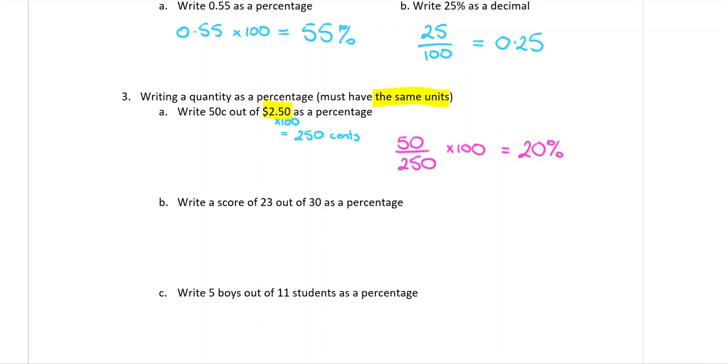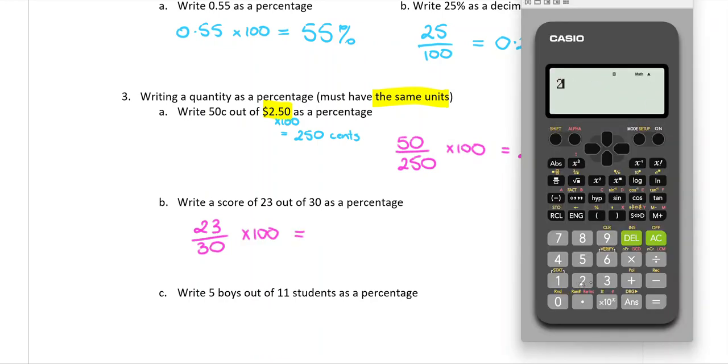Let's try another one. This is exactly a test. We have a score of 23 out of 30. Maybe you got that on a test, who knows? If I was to give you that score on a test, I would write it as a fraction at the top of your page, wouldn't I? I would write down 23 out of 30. That is your score. But if I want to make that a percentage, how do I turn my fraction to a percentage? Times it by 100.